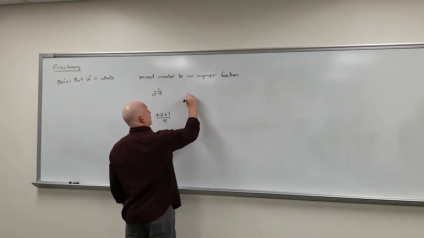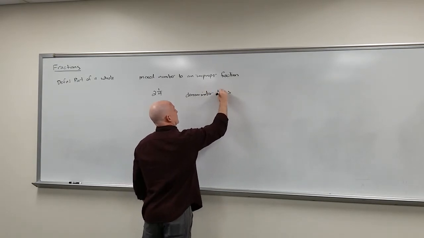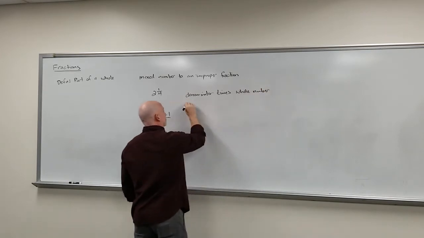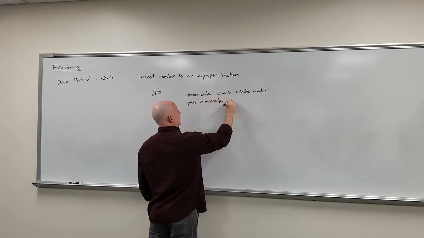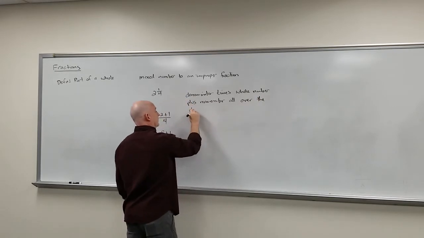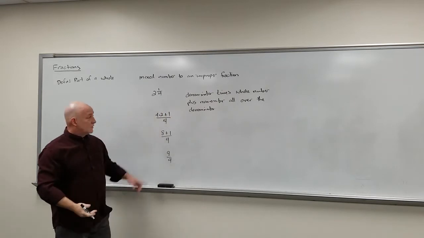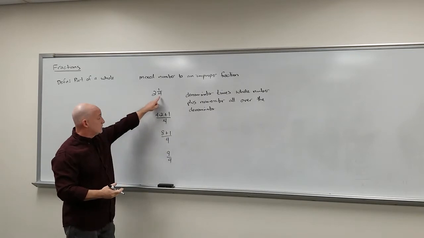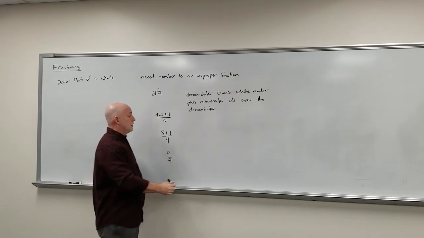So denominator times whole number plus numerator all over the denominator. Now, writing it like this using all the math words is pretty messy, kind of ugly to think about like that. But once you do it a couple times, it's pretty easy. So 2 times 4 plus 1. So let's try just a couple more of these.